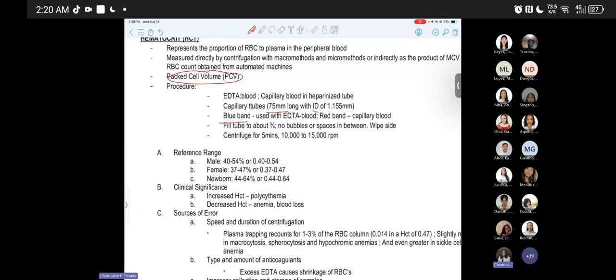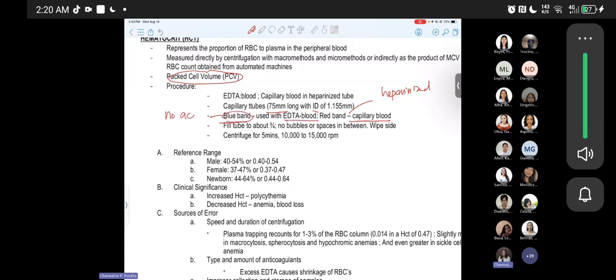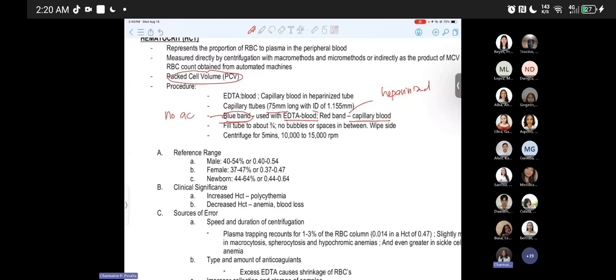Ang blue band kasi, no anticoagulant. Si red band meron siyang anticoagulant na heparin or heparinized. Kaya si red band ginagamit to for capillary blood. Pero if EDTA ang gagamitin, blue band capillary tube. So fill tube to about 3/4, no bubbles or spaces in between. Centrifuge for 5 minutes at 10 to 15,000 RPM.